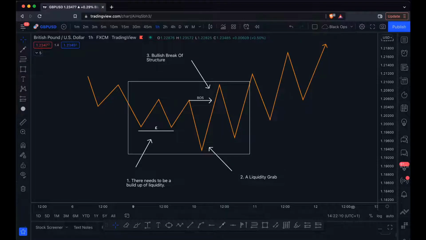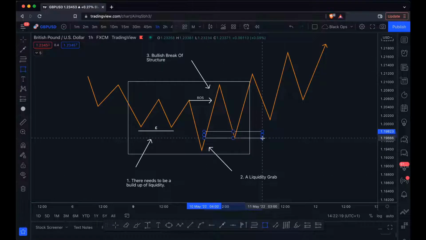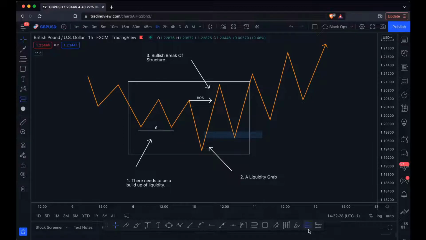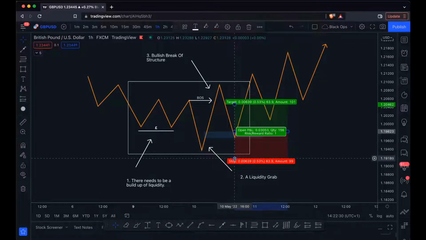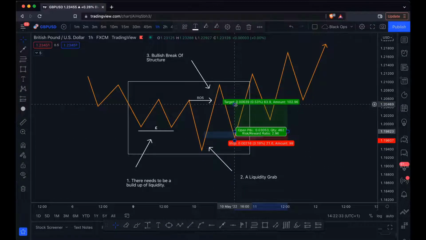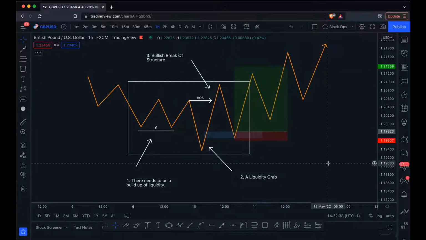Now, once we have these 3 points done, we are then looking for price to return to an order block that was left behind during the liquidity grab. And from here, we can take an entry at this point like this. Stops just below the order block with a target of at least this high here, but a continuation to the upside as well. And so in simple terms, that is the theory behind an accumulation schematic.